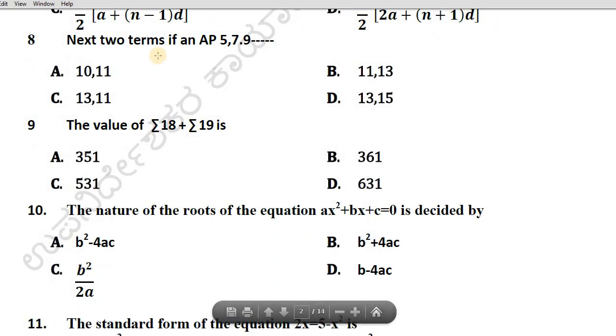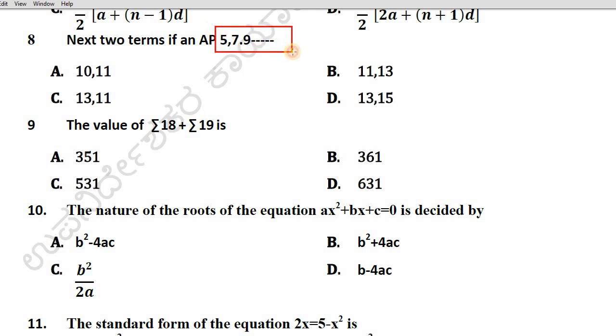Question number 8. Next two terms of an AP 5, 7, 9, and so on. So next two terms we wanted to find. So for that, what will you do? Look at the first term. First term is 5. So for 5, how much they added to get the 7? It means they added 2.